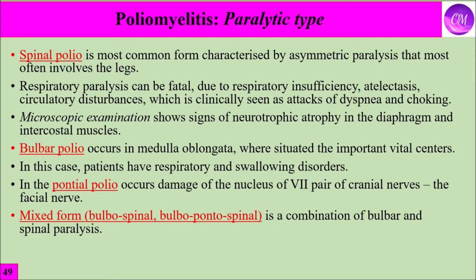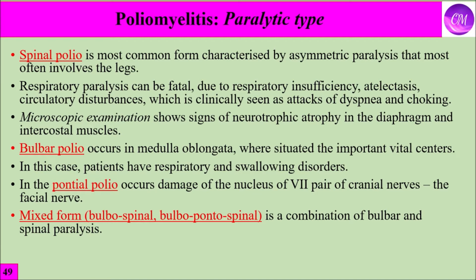Respiratory paralysis can be fatal due to respiratory insufficiency, atelectasis, and circulatory disturbances, which is clinically seen as attacks of dyspnea and choking. Microscopic examination shows signs of neurotrophic atrophy in the diaphragm and intercostal muscles.